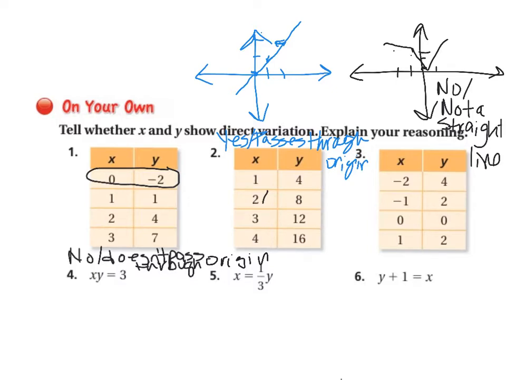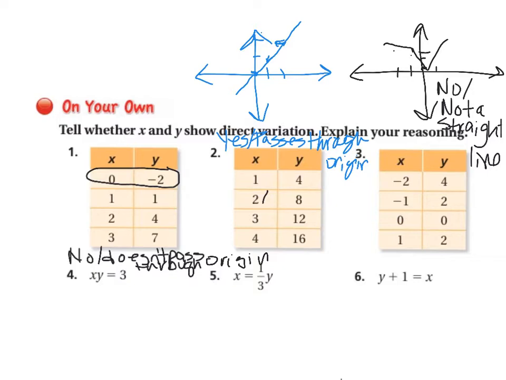So let's look at numbers 4, 5, and 6, where you are not given points to graph, you are given just an equation. So we're going to take a look at solving for y. So we want to get y by itself, and we do that by, in number 4, we're going to divide both sides by x.